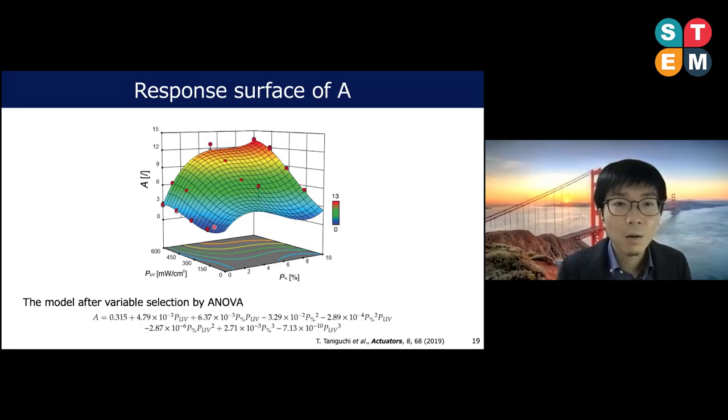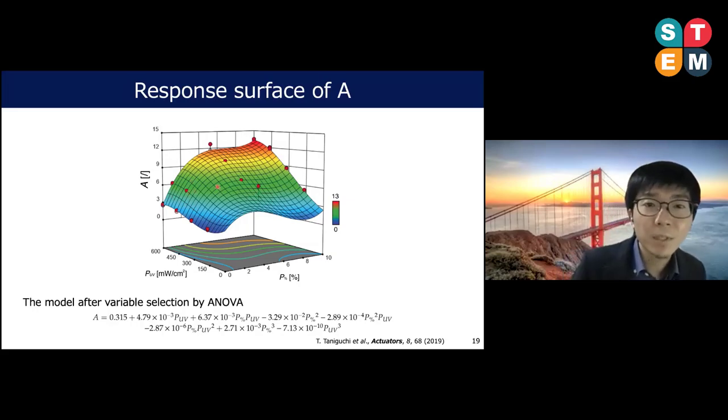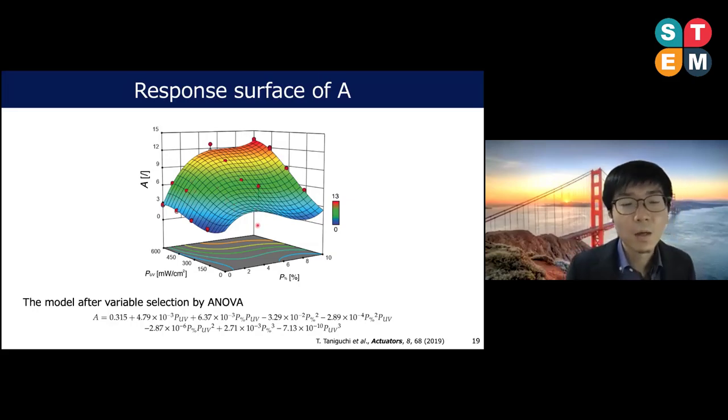So the experimental points are represented, and response surfaces can be obtained like this. And the model after variable selection by ANOVA is written here.